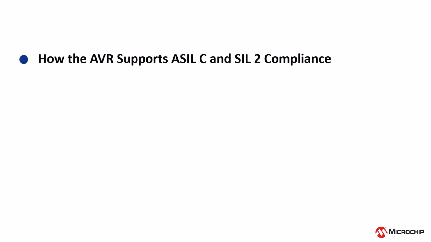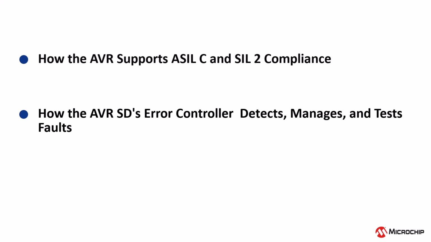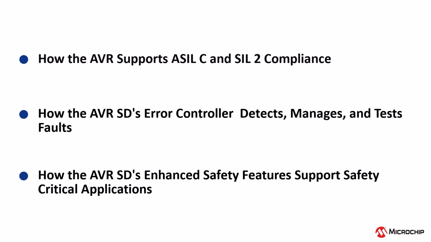However, ECC memory is only one component of a functional safety design and only one aspect of the AVR SD's many functional safety offerings. So, if you're looking to learn more about how the AVR SD supports safety critical designs, check out our previous videos where we cover how the AVR SD supports ASIL C and SIL 2 compliance for the ISO 26262 and IEC 61508 standards, and how the AVR SD's error controller detects, manages, and tests faults. And stay tuned for another upcoming video where we'll talk about how the AVR SD's enhanced safety features support safety critical applications. If you want to learn more about functional safety, our functional safety courses are available on Microchip University.